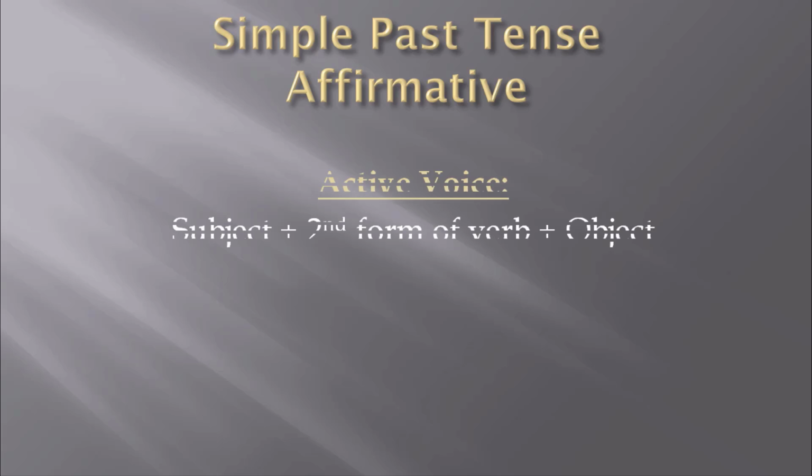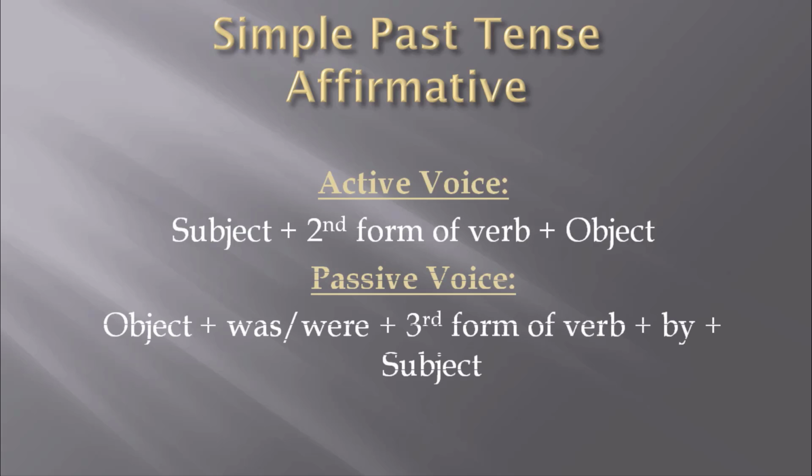Now we come to the change of voice of simple past tense. In simple past tense, we use was or were as helping verbs. Affirmative sentences. Formation of active voice: subject plus verb plus object. Formation of passive voice: object plus helping verb plus third form of verb plus by plus subject.